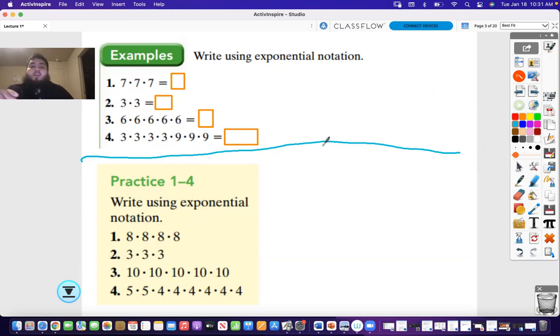Now they want us to rewrite these expressions in exponential notation, which means they want us to get rid of the repeated multiplication. So for number 1, example 1, guys, do I have a volunteer? Can someone tell me another way to rewrite 7 times 7 times 7? 7 cubed, or 7 to the power of 3.